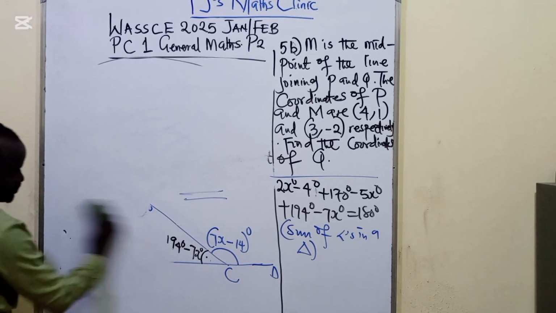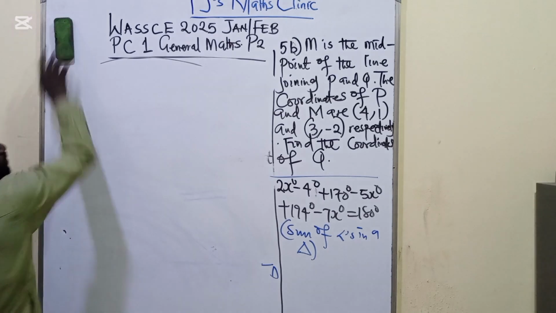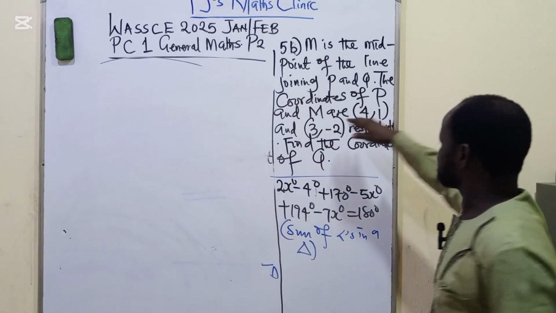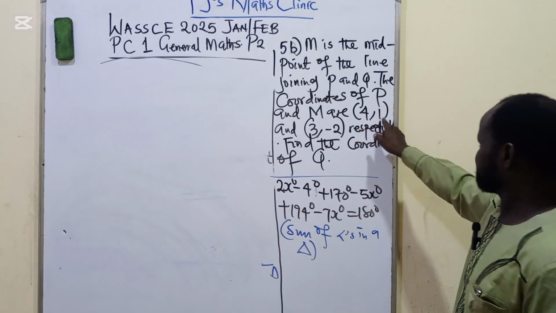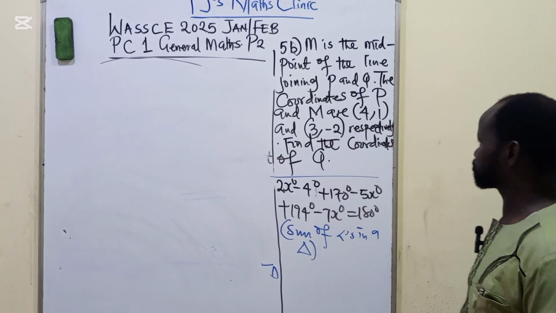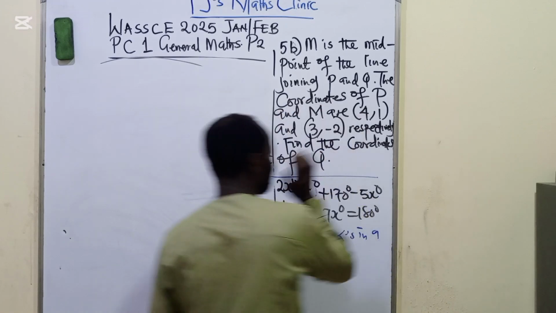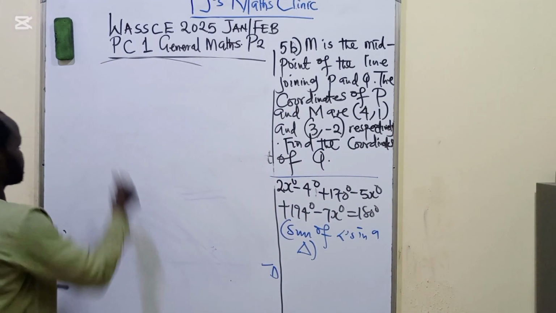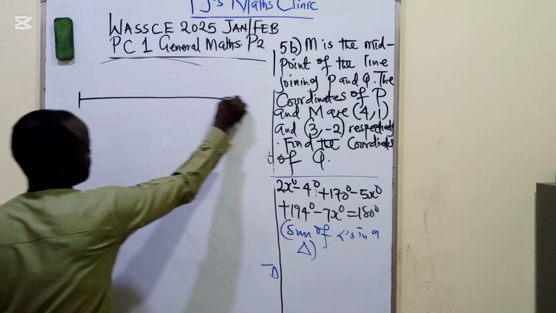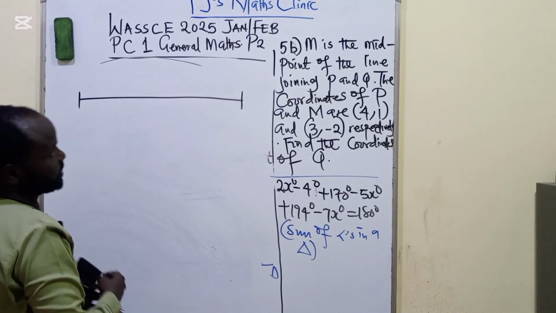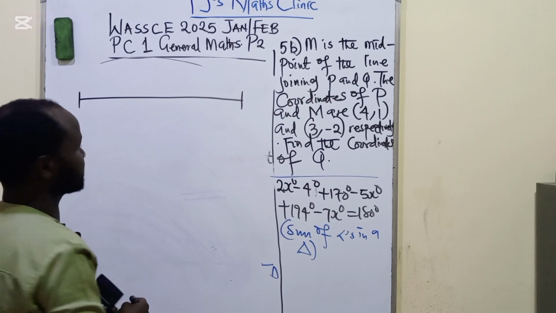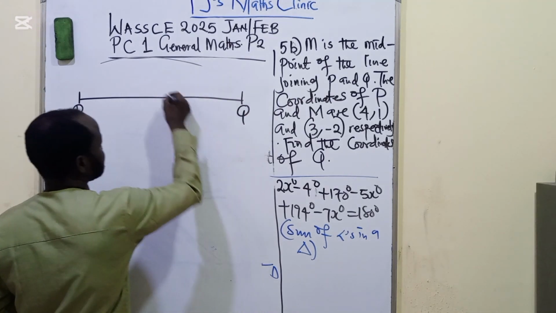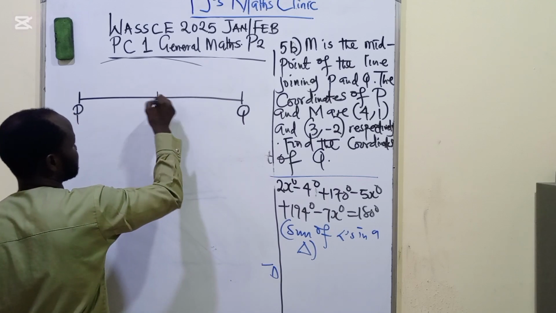Okay? Question 5b reads, M is the midpoint of the line joining P and Q. The coordinates of P and M are 4, 1 and 3, minus 2 respectively. We are asked to find the coordinate of Q. This is from coordinate geometry. Let's draw a straight line. Suppose we have a straight line like this. We are told that M is the midpoint of the line P and Q. So we have P and Q. Then the midpoint here is M.